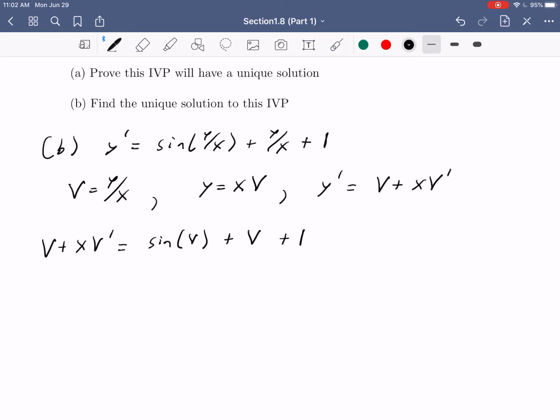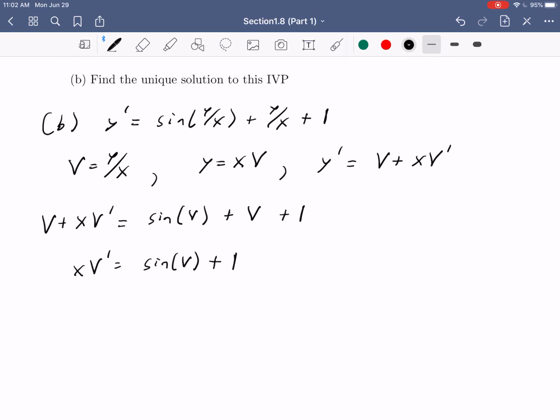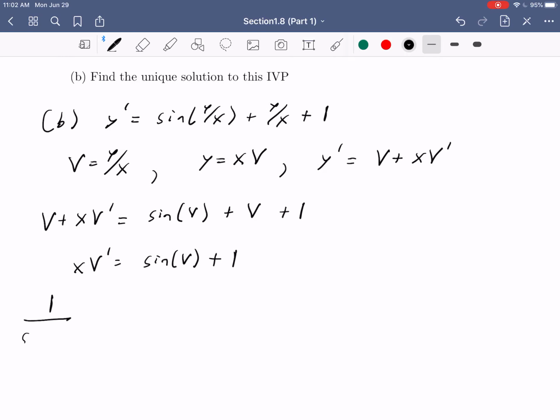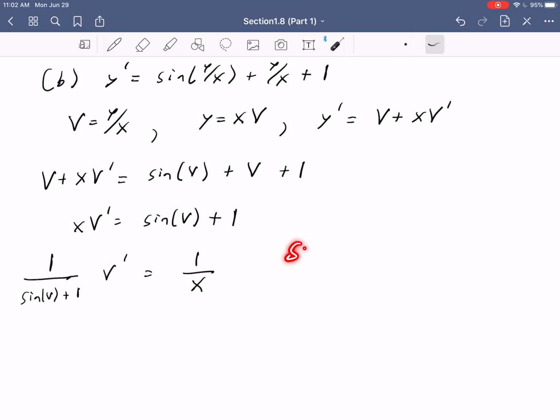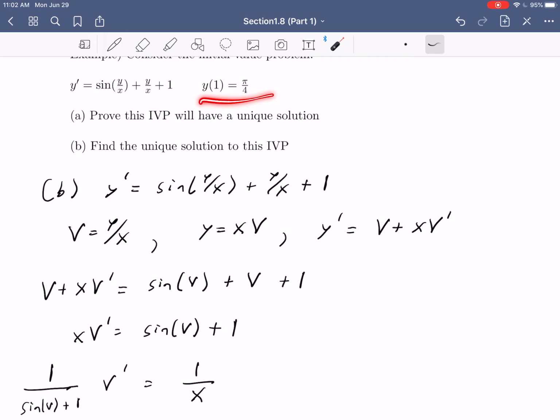We just have to separate it. So xv prime is going to be sine of v, subtract the v over, plus 1. Let's do our division: 1 over sine of v plus 1, v prime, is going to be 1 over x. Should we make a note, sine of v plus 1 not equal to 0? Yeah, if we were solving in general, we would need to consider that. But, of course, we know that we're working for this unique solution. And since this unique solution has y equals pi over 4 and x equals 1, that means y over x, which is equal to v, is just pi over 4, which means that this thing is not equal to 0, so we have no concerns there.